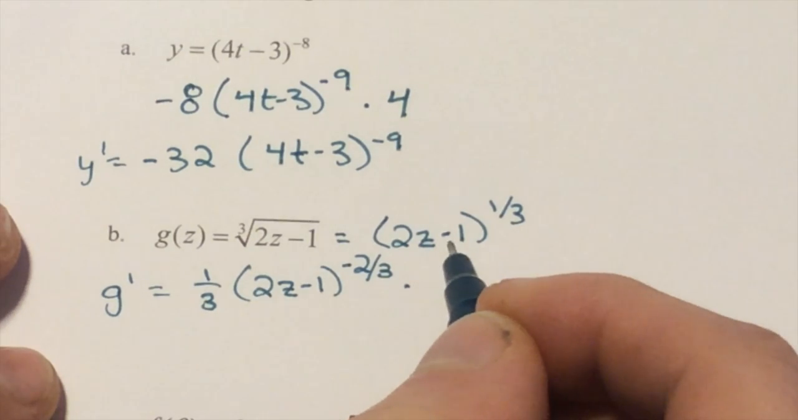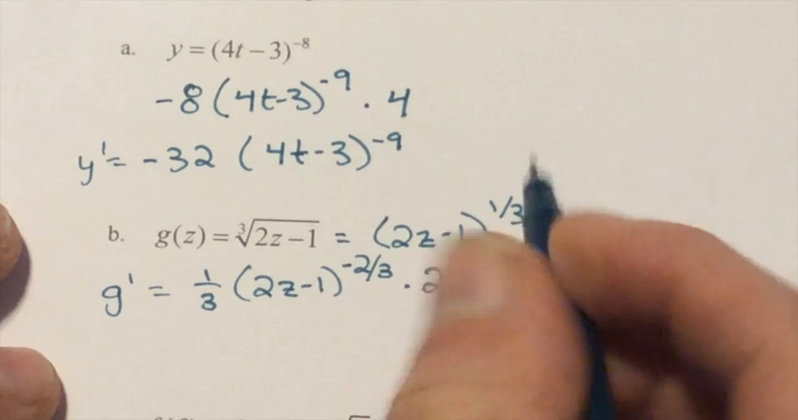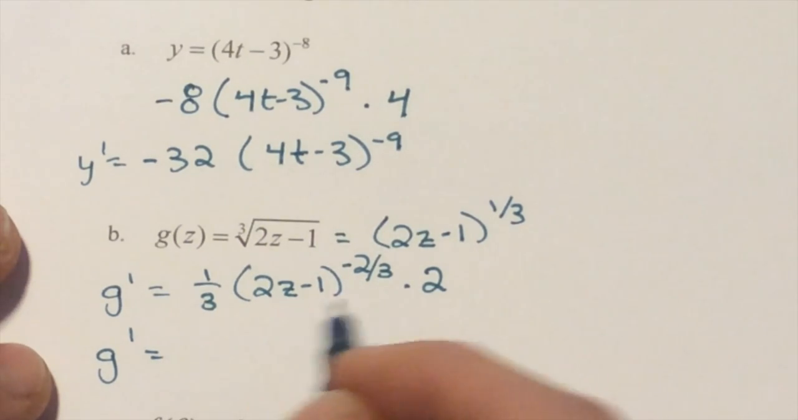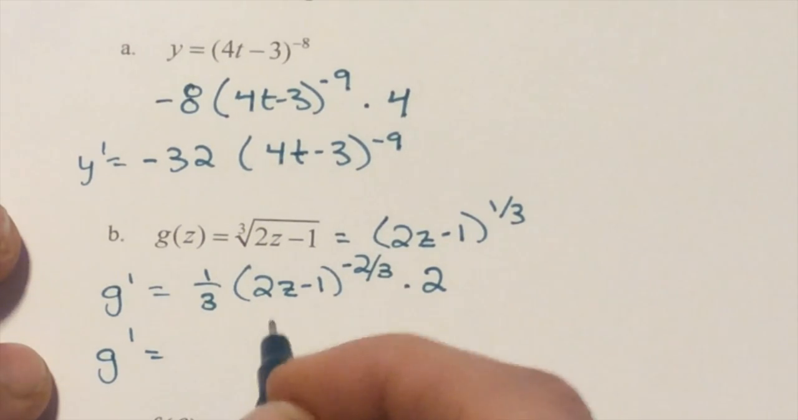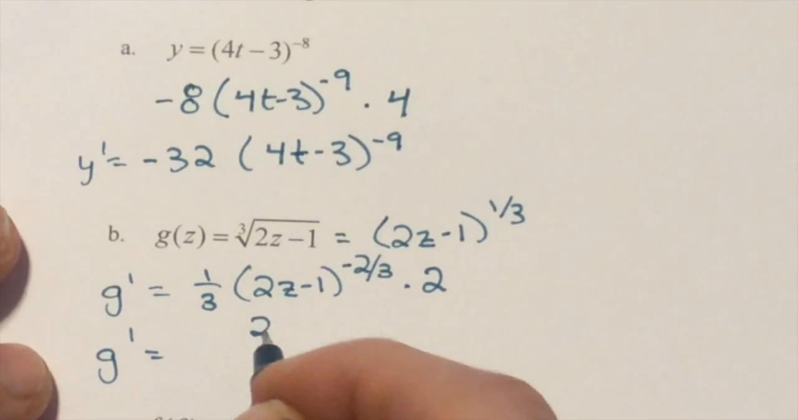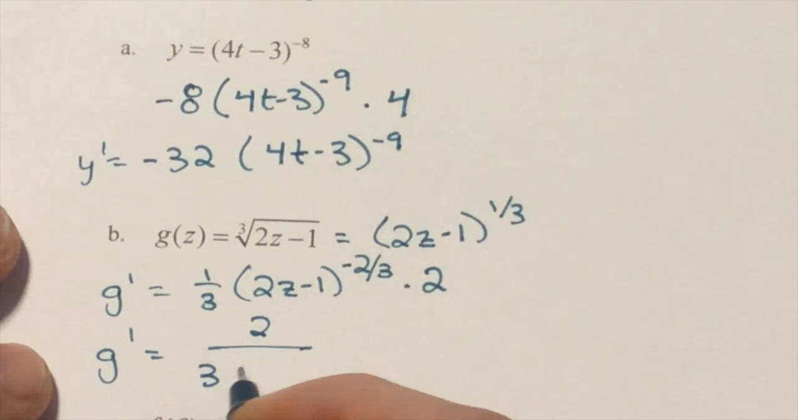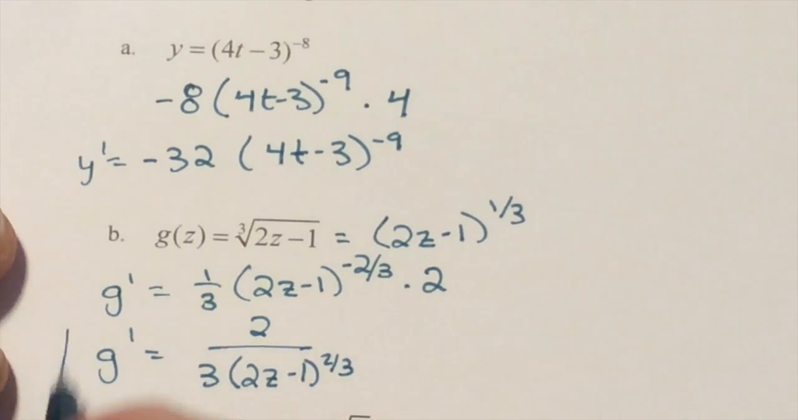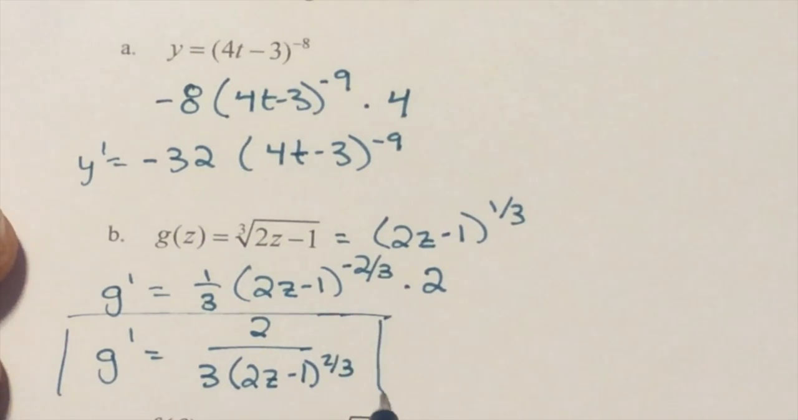Derivative of 2z minus 1 is 2. So if I wanted to simplify this one, I can either write it as 2/3 times this, or I'm going to say it's 2 over 3 times 2z minus 1 to the 2/3. And let's leave our answer just like that.